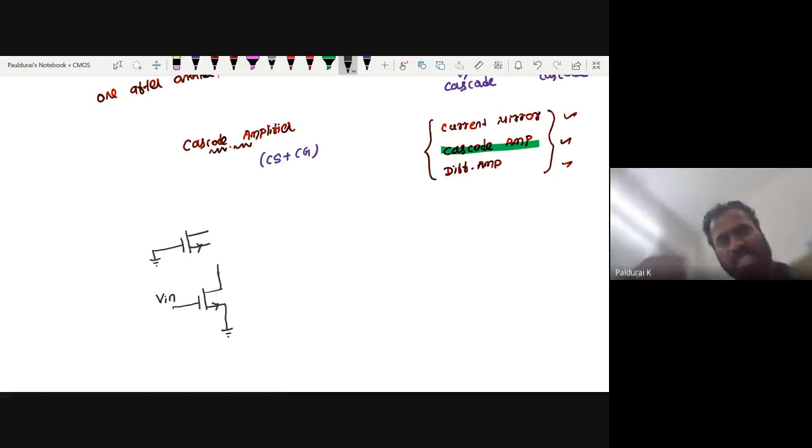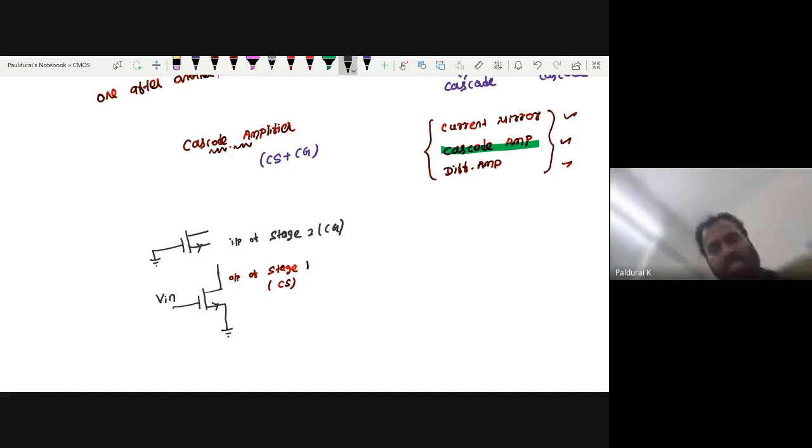Okay, who is the input of the common gate? Source. Who is the source? The output of the first stage, this is the output of stage 1. Simply I am calling it stage 1, or if you want you can write common source. And who is the input? This is the input of stage 2, or simply this is my common gate, right?